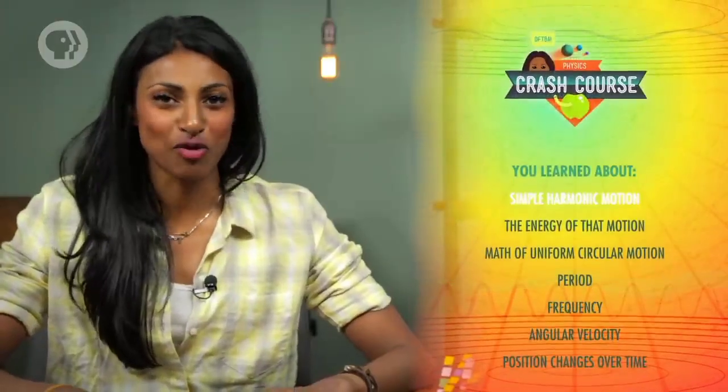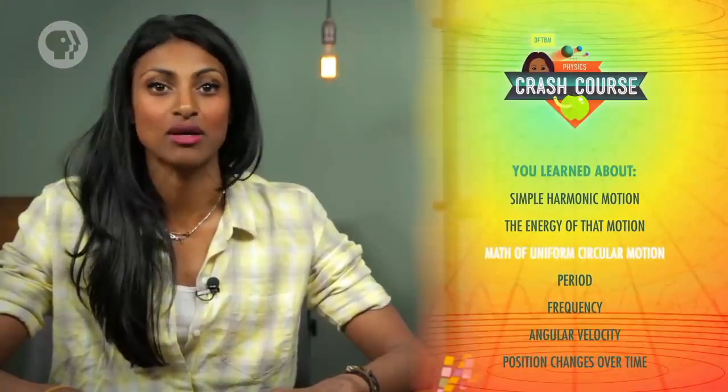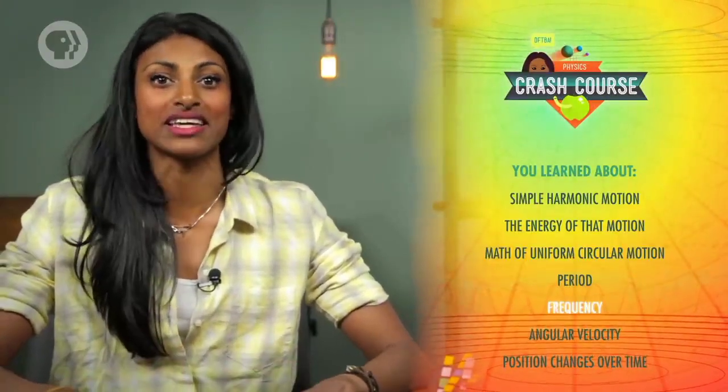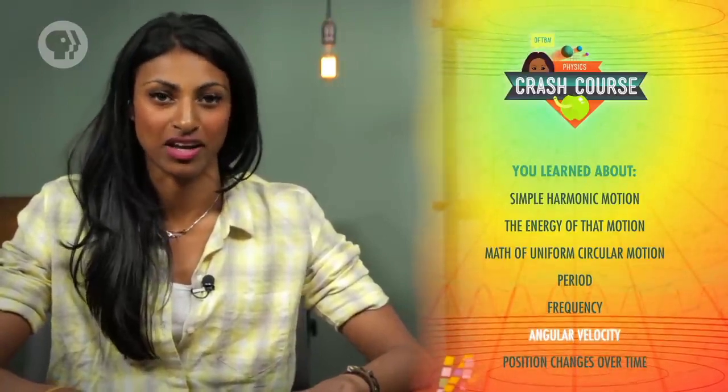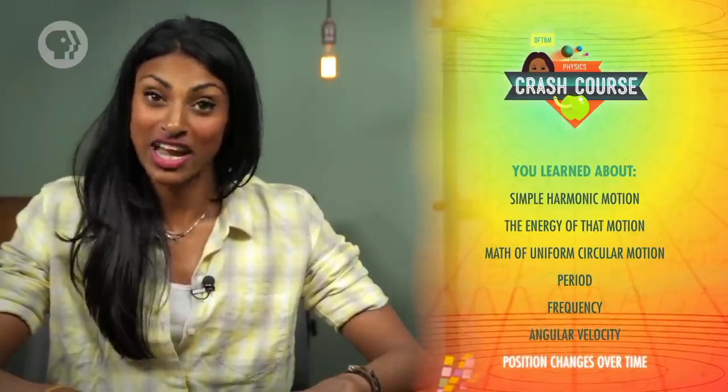Today you learned about simple harmonic motion, the energy of that motion, and how we can use math of uniform circular motion to find the period, frequency, and angular velocity of a mass on a spring. We also described how the position of an object in simple harmonic motion changes over time.